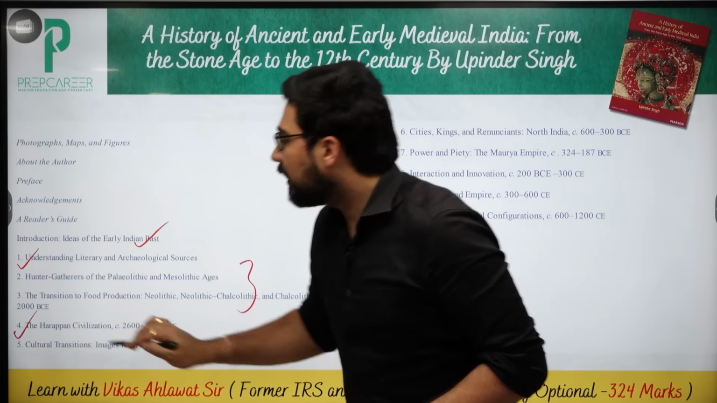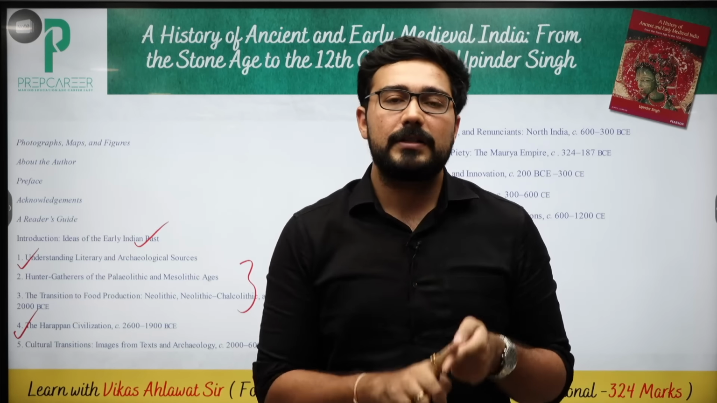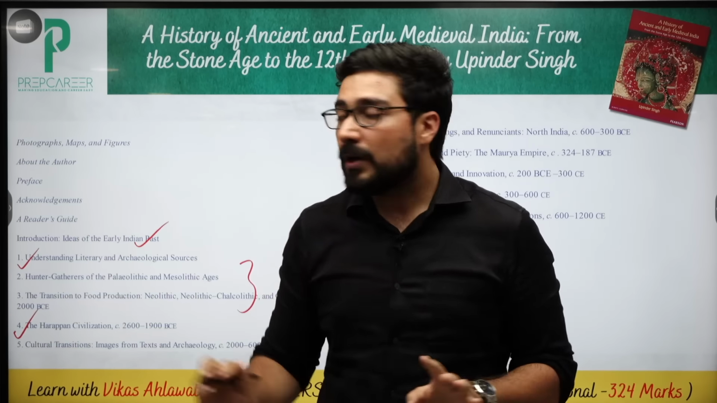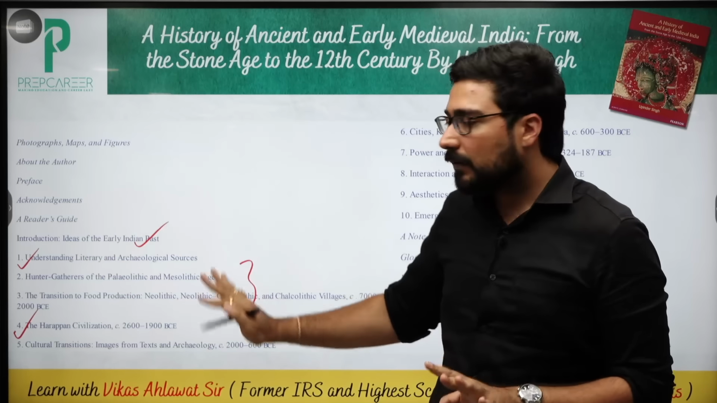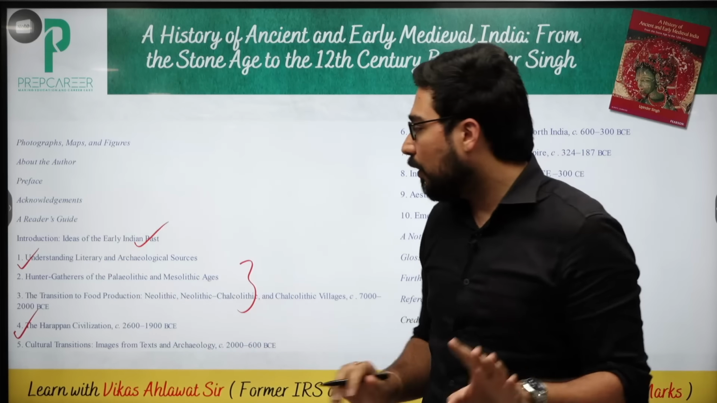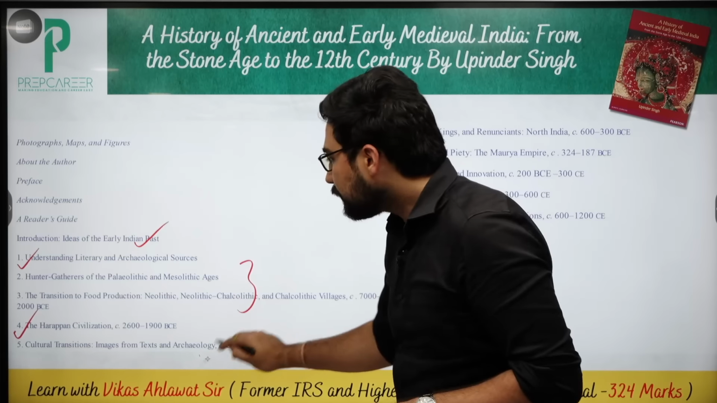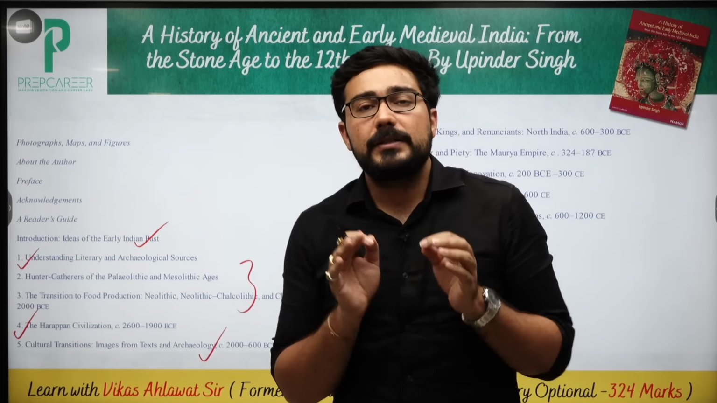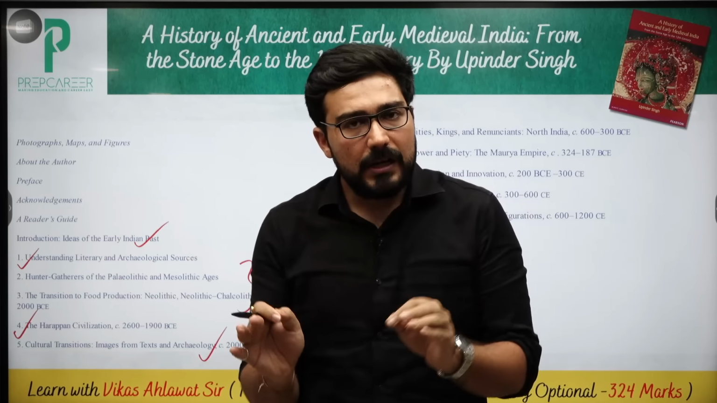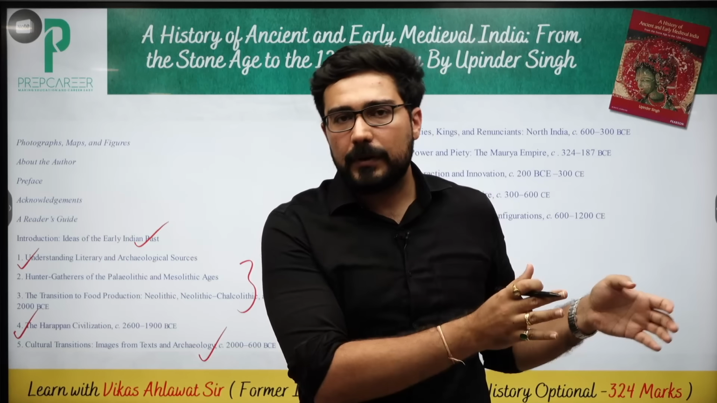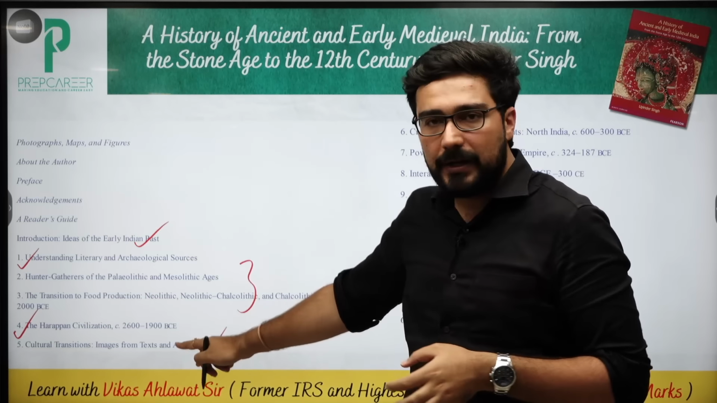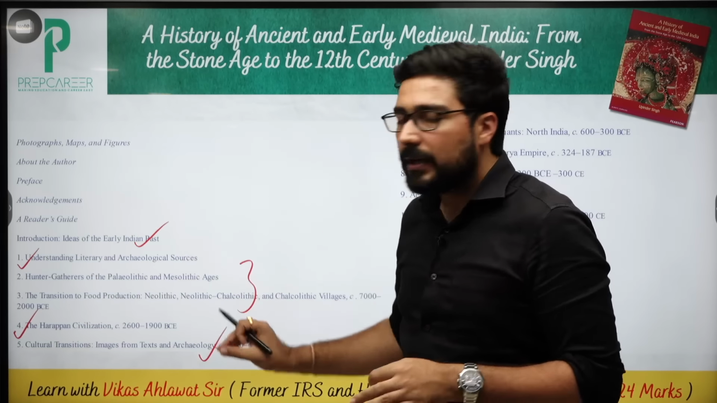Chapter number 4, Harappan civilization, very important. Focus on its rise as well as decline. These two are the most important themes. All the important historical debates are covered. Chapter number 4 is very important. When we come to chapter number 5, Upinder Singh has not covered the Vedic period very well. That's why I would tell you the chapter from RS Sharma, from where you have to supplement it.